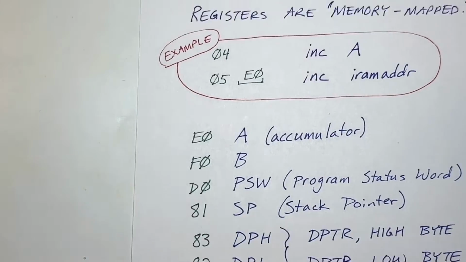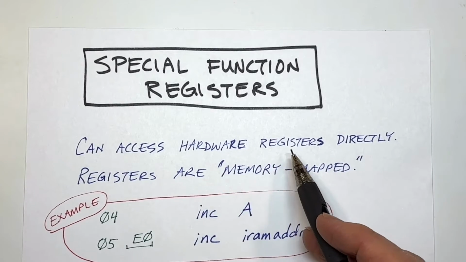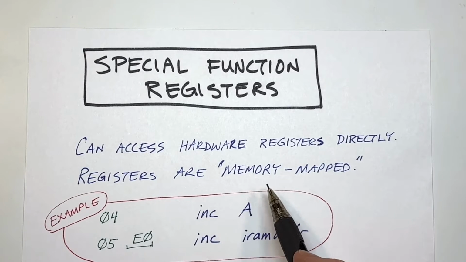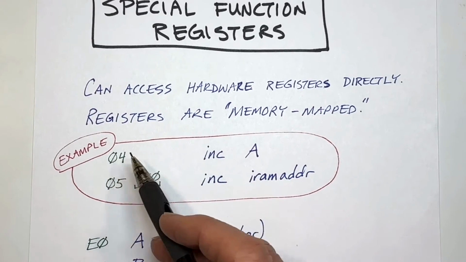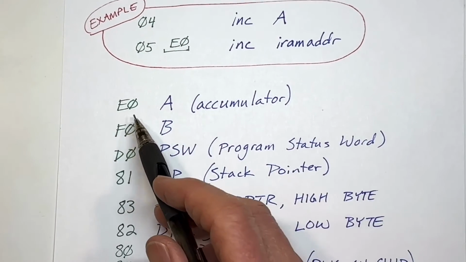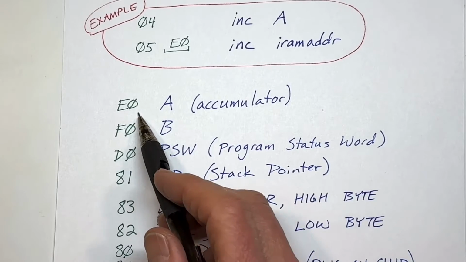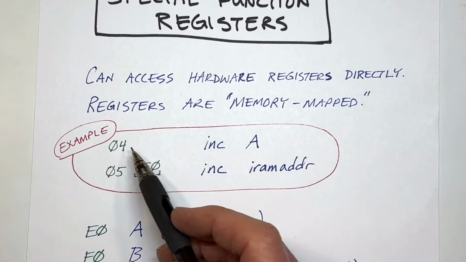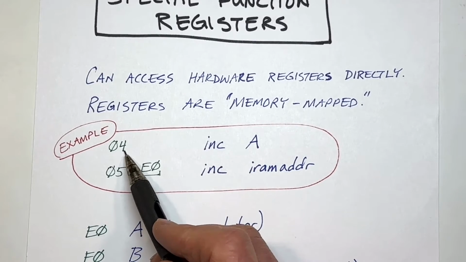We also have a number of special function registers. We can access these hardware registers directly with memory addresses. Remember, they are mapped into the memory address space. So here's an example. It turns out that the A register happens to be mapped into location E0 in the RAM address space. So there happens to be an instruction to increment the A register, and that's opcode 04, so it's only a single byte of instruction to do that.